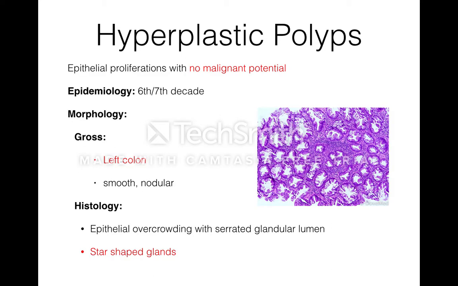Hyperplastic polyps are epithelial proliferations with no neoplastic potential that tend to occur in the 6th and 7th decade of life. They are thought to occur from decreased epithelial cell turnover and delayed shedding of the surface epithelial cells, which leads to a pile of these goblet cells and gives it this characteristic serrated appearance. These polyps tend to be located on the left side of the colon and on histological exam have a serrated surface that almost resembles a star, as you can see pictured here.